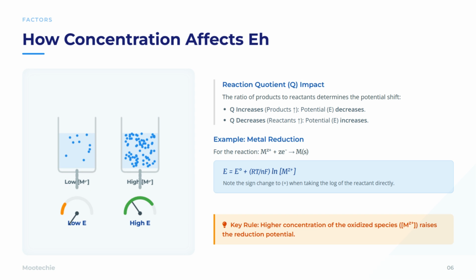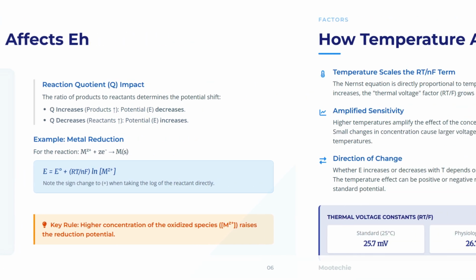The slide includes a simple diagram to visualize this. On the side labeled low concentration of M+, we have low E or low potential. On the side labeled high concentration of M+, we have high E or high potential. Now let's explore how temperature plays a role.